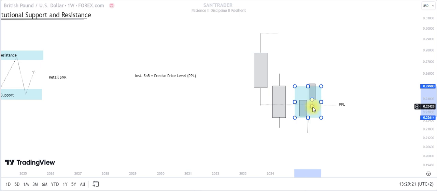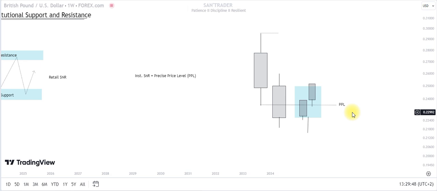So when H4 closes above the PPL, you must look for an entry here. So where will your stop loss be? It will be on this candle that closed above the PPL, on its low. This candle's low will be your stop loss placement, but you can refine that to M15, because we trade H4 on M15.